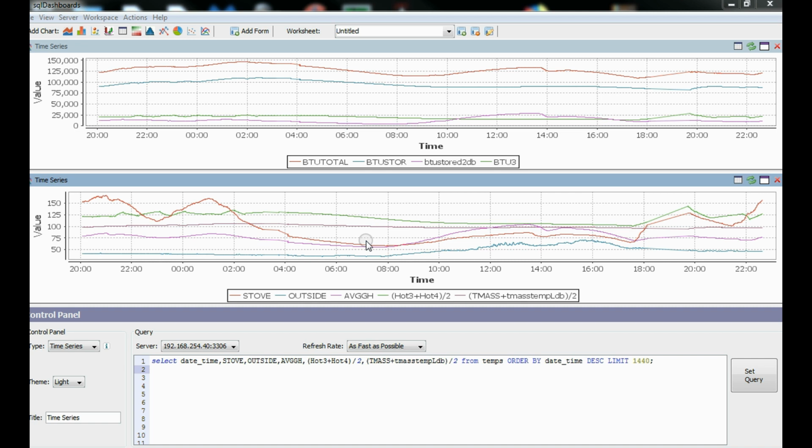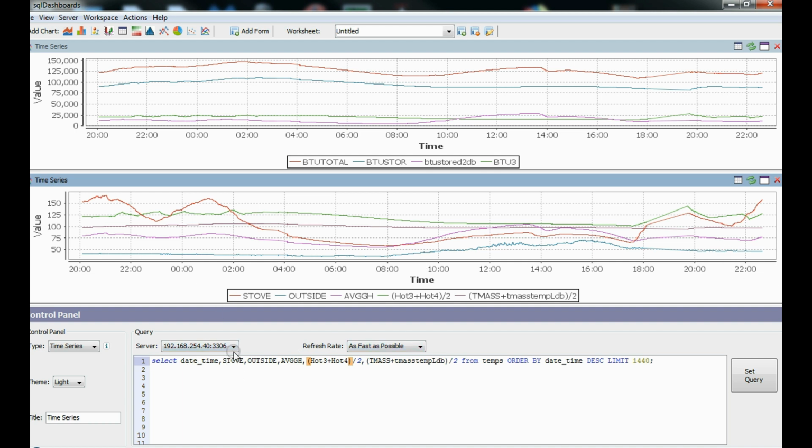Anyway, I use SQL Dashboards to create charts from the data that I'm capturing on the Raspberry Pi in the greenhouse through the database. So I basically take the data from the database and project that onto a chart. And I use simple SQL statements like this. In this particular case, we're looking at the date time. That gives us this lower scale here.